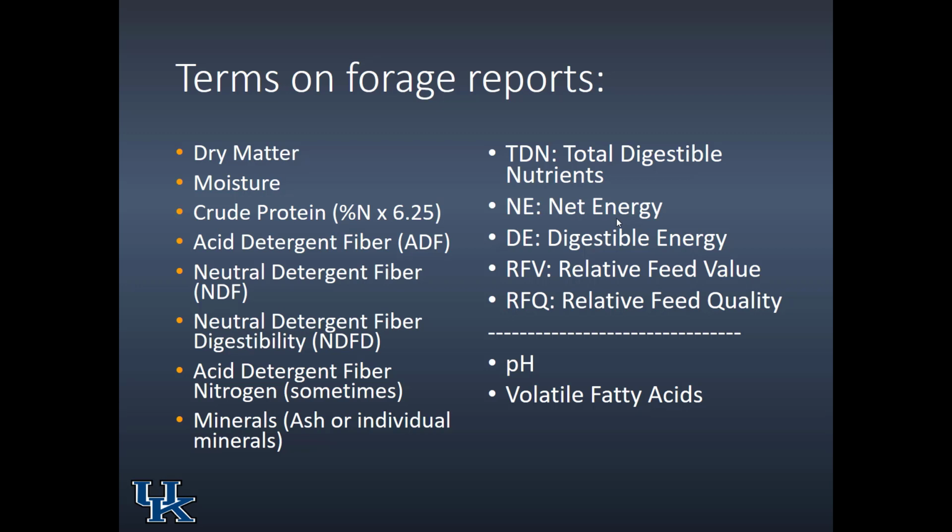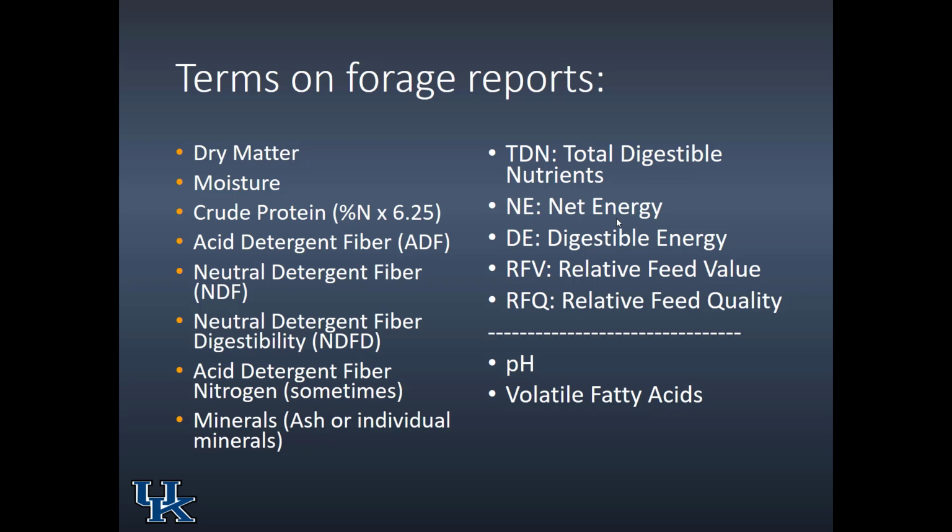Acid detergent fiber, ADF. Neutral detergent fiber, NDF. Neutral detergent fiber digestibility. And then you're going to find in some, acid detergent fiber nitrogen or acid detergent insoluble crude protein. Basically, you want to know what kind of nitrogen is tied up in the cell wall itself. And you're going to find minerals on some reports.